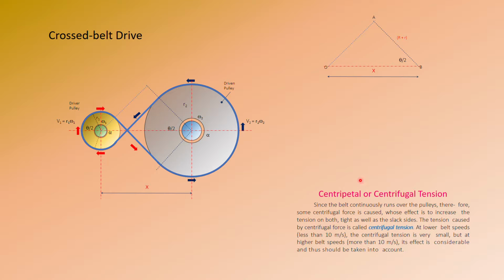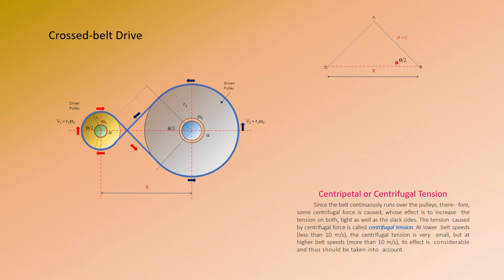Now the next slide here is your cross belt drive. So the same thing here. From the center of the smaller pulley, draw a line parallel to the belt, the line of the belt, and then it touches the radial line of the larger pulley. So you have another right angle triangle here. Now this time it is R plus r, and this is still the X, that is the center to center distance.